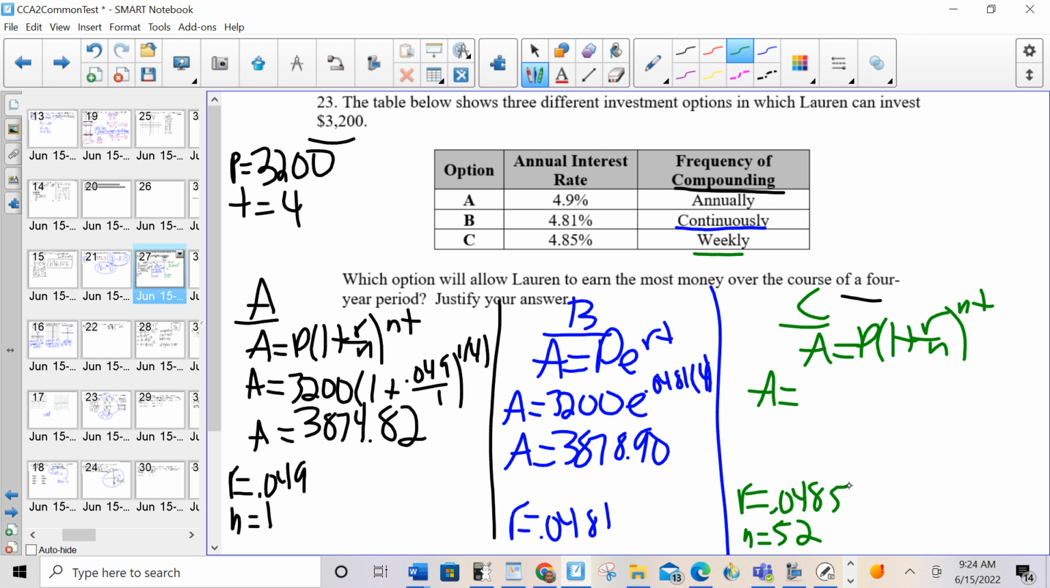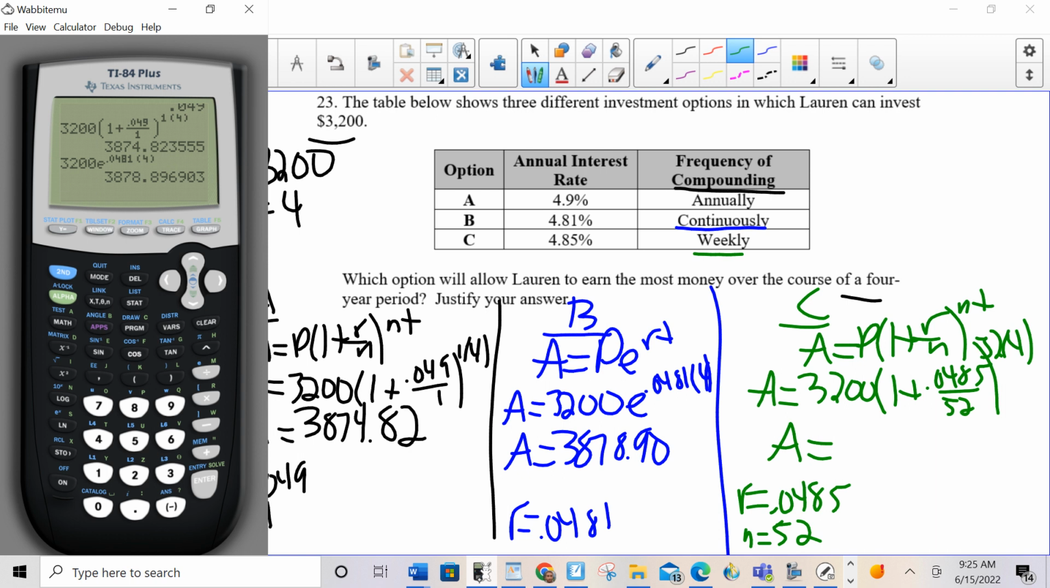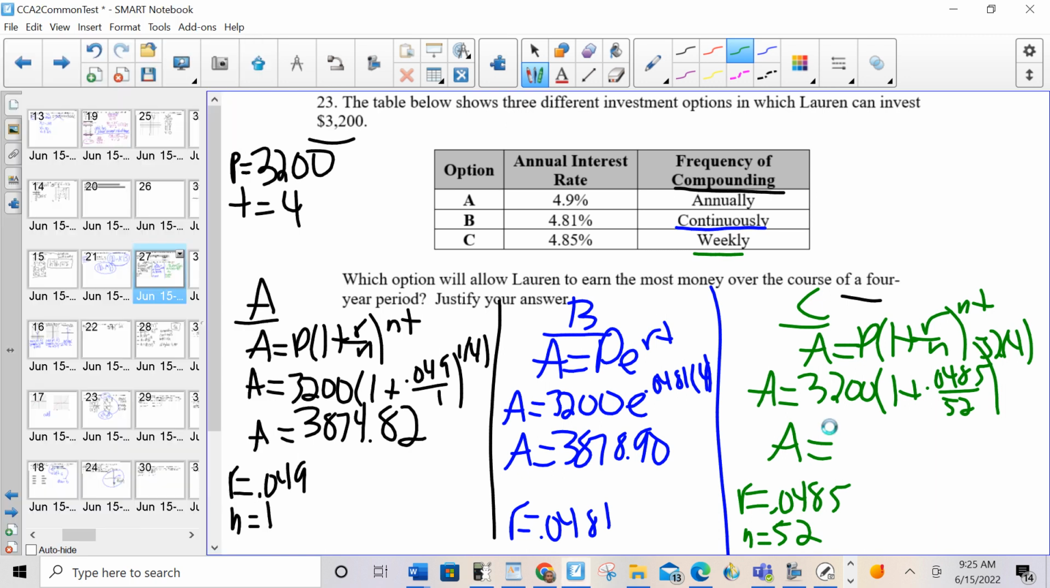So A equals 3200 times 1 plus 0.0485 over 52, to the power of 52 times 4. Sorry if it's a little bit sloppy. Alpha Y equals, enter, 0.0485 over 52, to the power of 52 times 4, 3884.76.